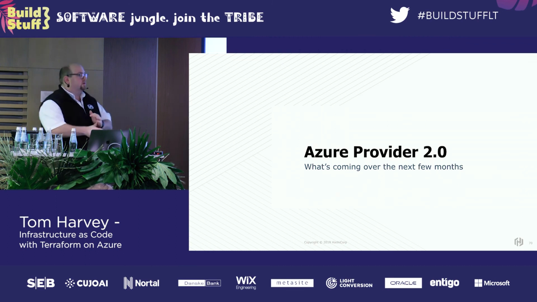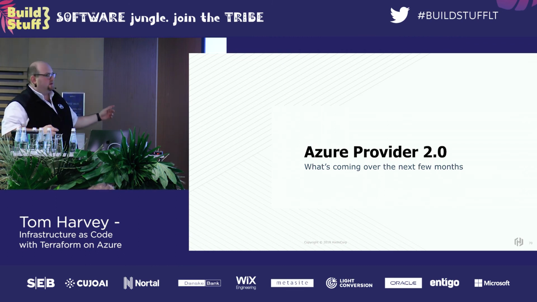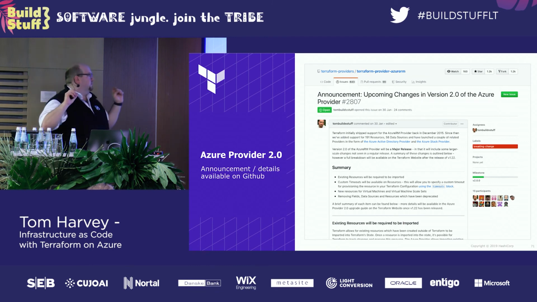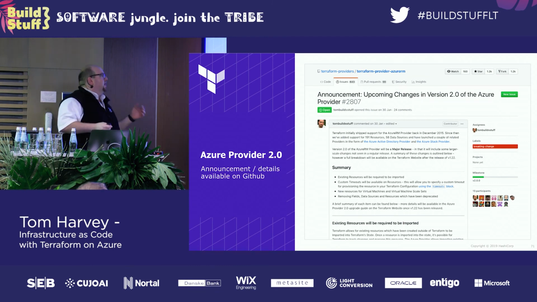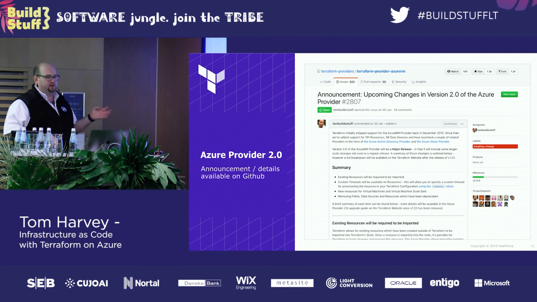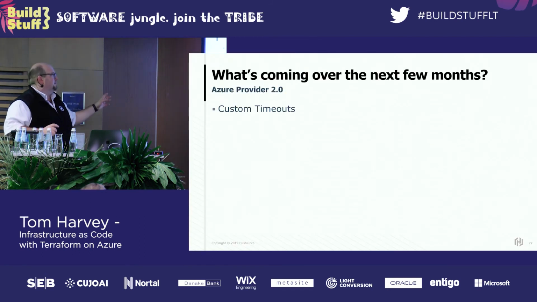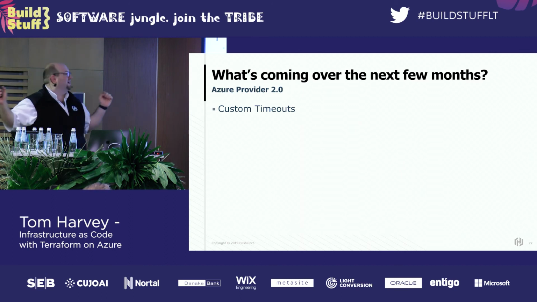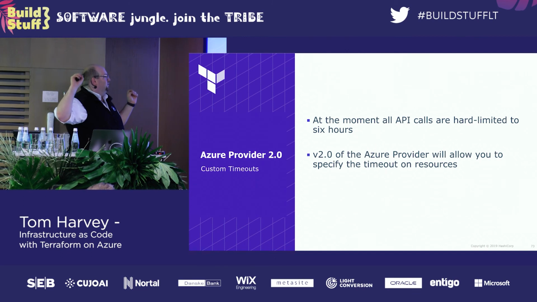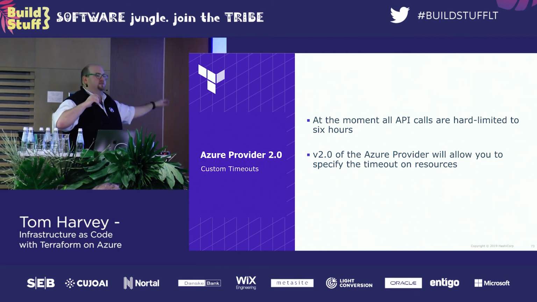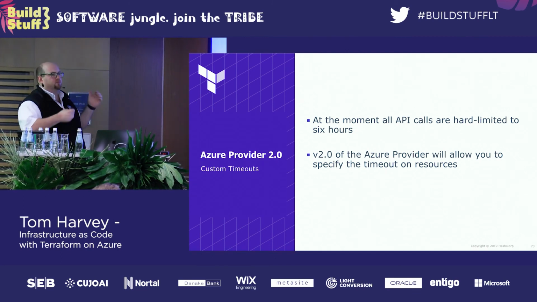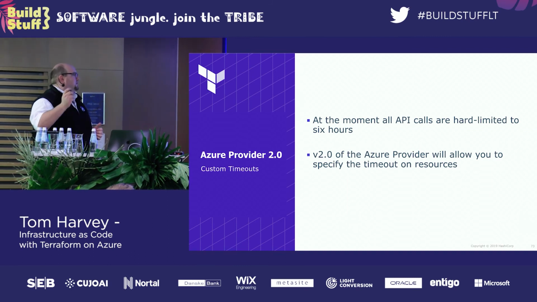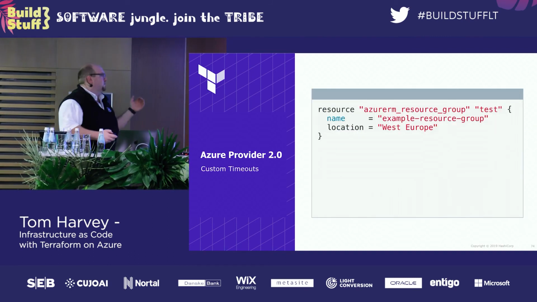So one thing I just wanted to call out is version 2 of the Azure provider. We put out a blog post, GitHub issue, I guess, at the end of January. This is coming real soon, but it has 4 things I wanted to shout out about. One of them is custom timeouts. So some things in Azure take a while. So at the moment, we have a hard-coded limit internally of 6 hours for certain resources. The next, 2.0 will allow you to override that.